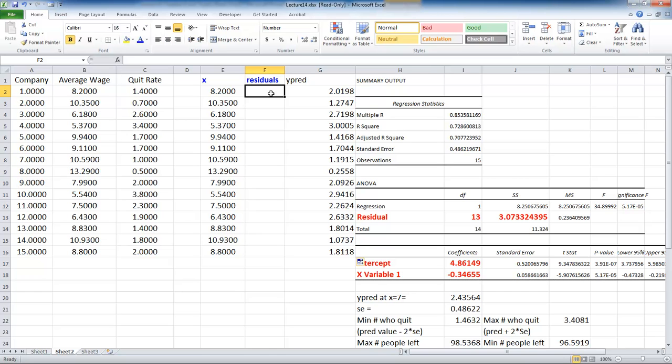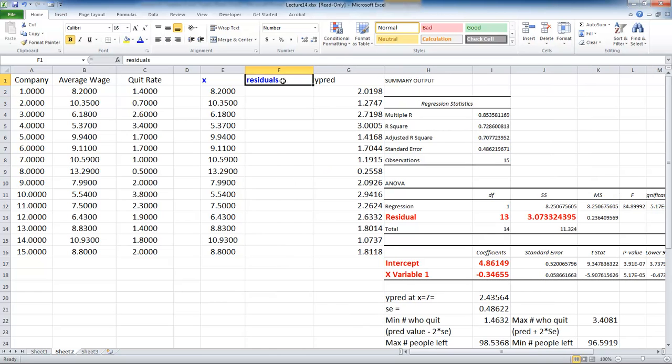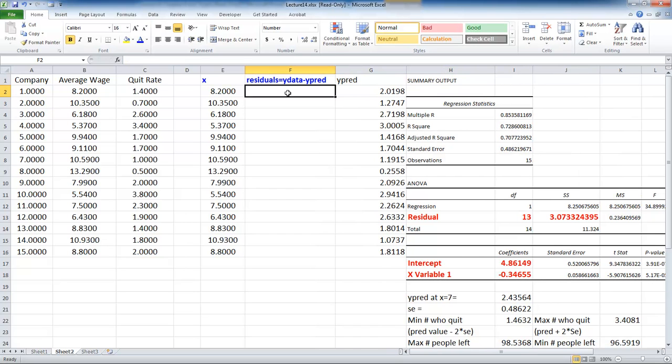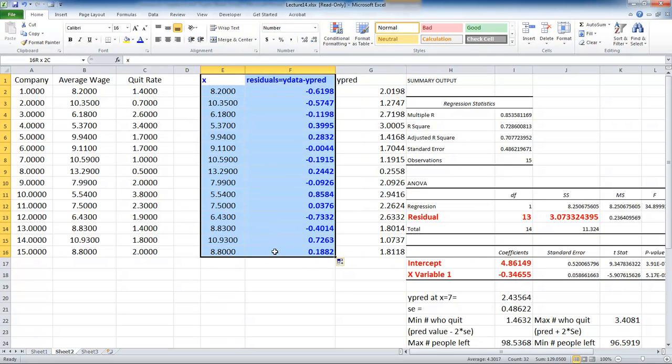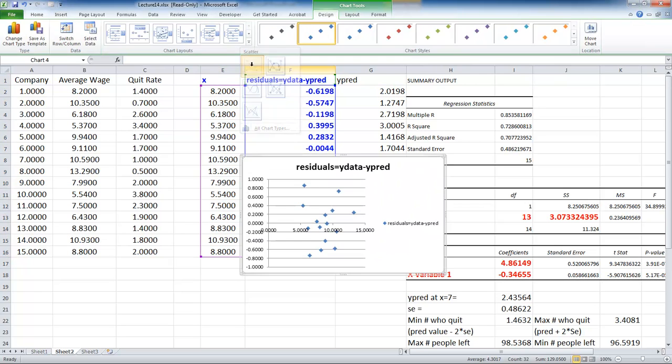Now I'm ready for the residuals, which we remember is the data value minus the predicted. So I'm going to go ahead and put that in. Click on the data value, subtract the predicted from it. Okay, and I get this. Just pull it down. No anchors needed. And now I can do my scatter plot. I'm going to plot the residuals versus x, a regular scatter plot, and I look at the data.